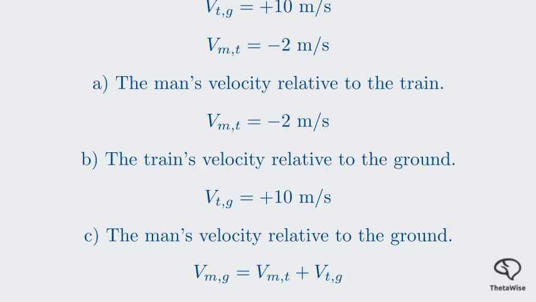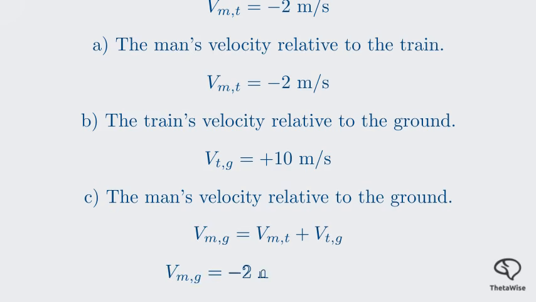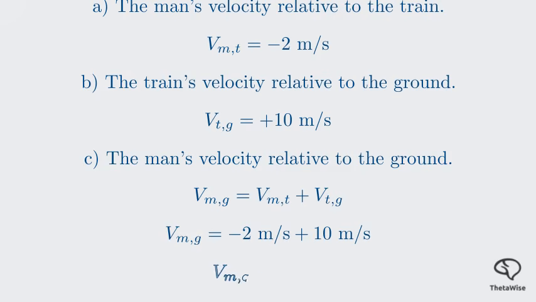Let's substitute our known values into this equation. We have v of mg equals negative 2 meters per second plus 10 meters per second. This gives us a final result of positive 8 meters per second. So, the man's velocity relative to the ground is 8 meters per second. The positive sign means he is moving in the forward direction, even though he's walking backwards on the train. The train's forward speed is so much greater that he's still moving forward overall, just slower than the train.